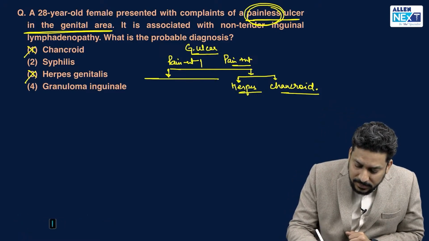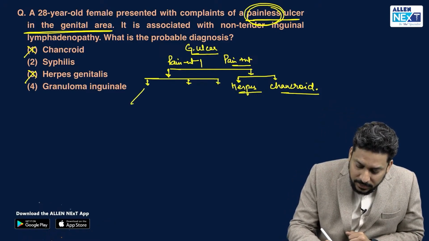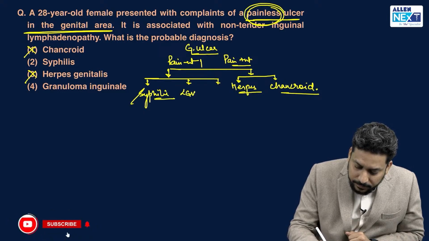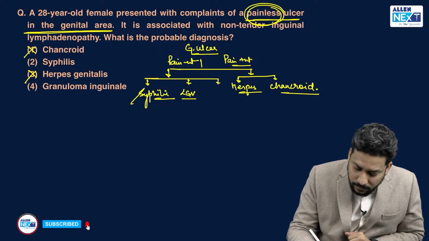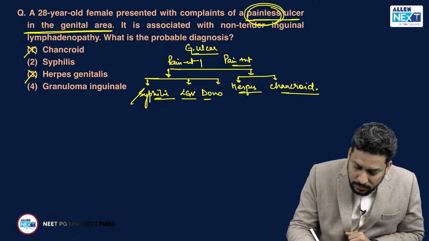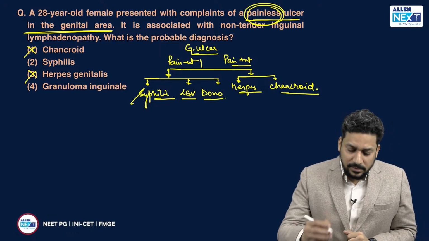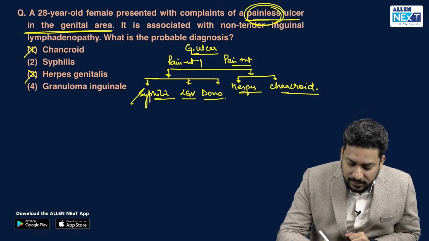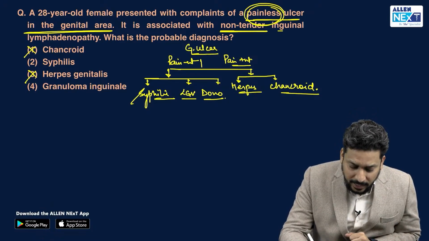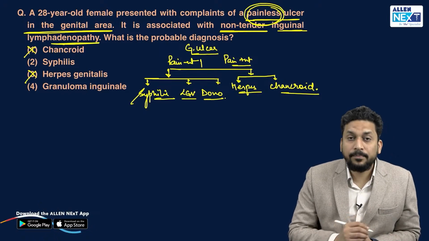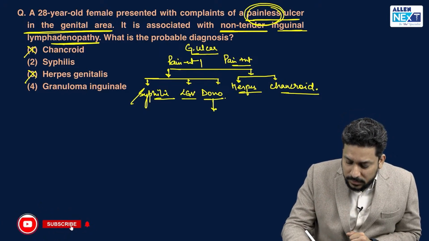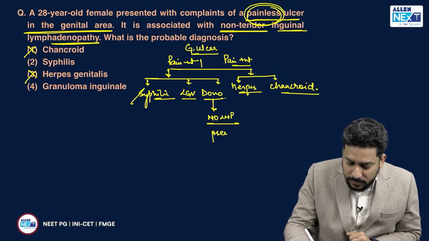Now painless genital ulcer can be seen in syphilis, LGV, donovanosis. Now in this, they are further saying that it is associated with non-tender inguinal lymphadenopathy. Now we know that in donovanosis, no lymphadenopathy is seen, instead pseudobuboes are seen.